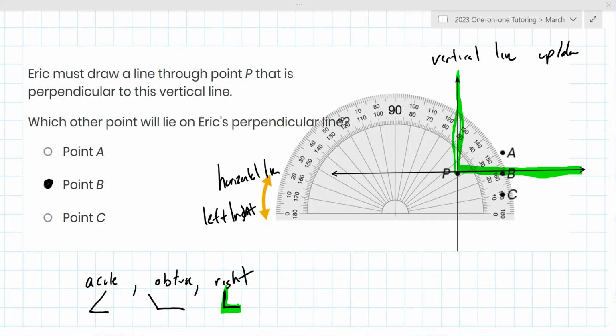Let's do another problem here. Yeah, snip this one in.